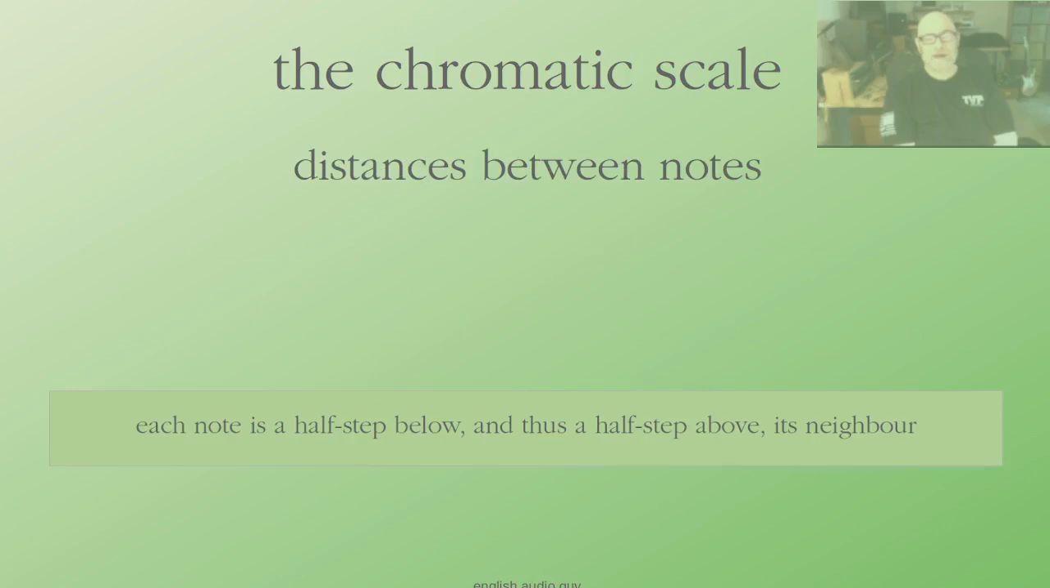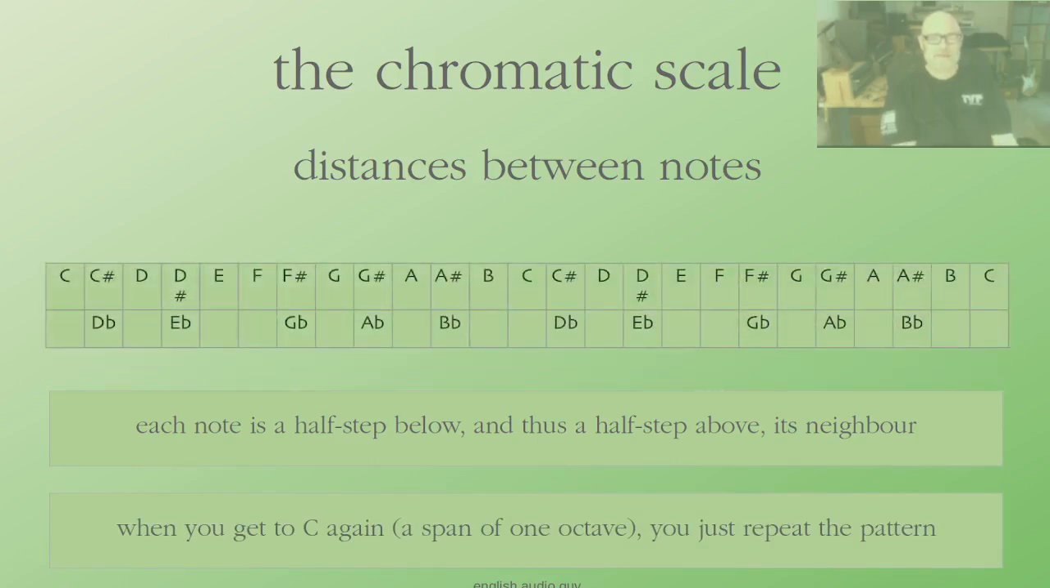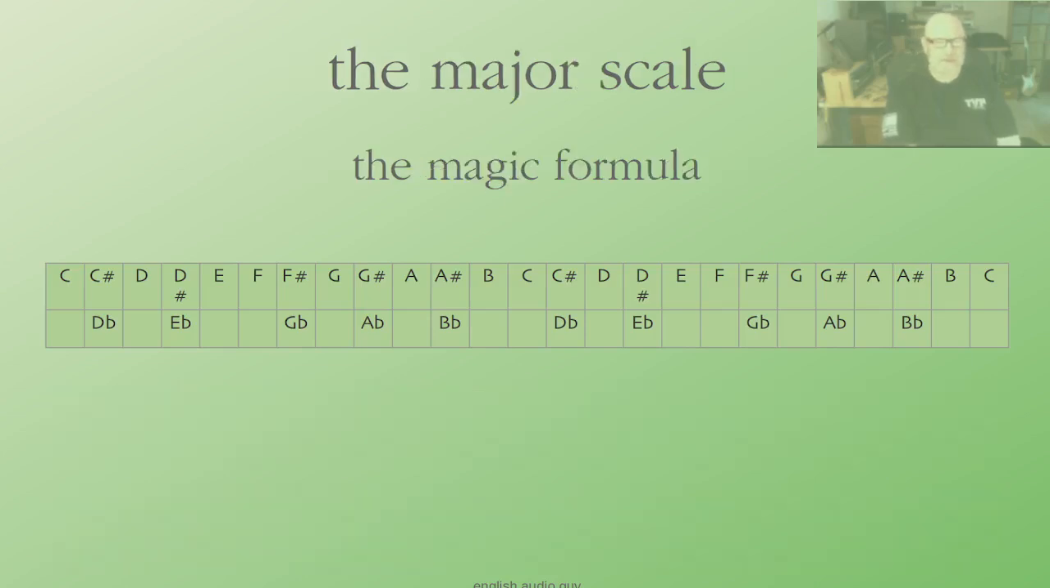Each note is a half step below, and therefore a half step above its neighbor. Half step, remember that, half step. When you get to C again, a span of an octave, you just repeat the pattern, so it looks like this. If you were to do C to C twice, back to back, that's what it would look like. It's just the same thing. Just repeat it on until you run out of keys if you're on a piano, or strings and frets on a guitar. You know what I mean?